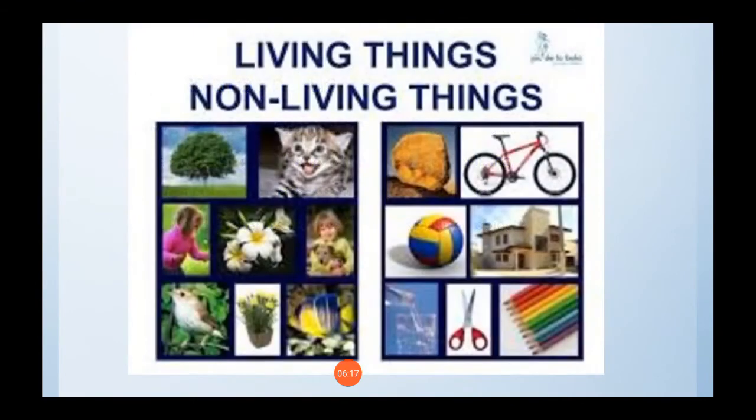The first thing is living things and non-living things. See here in this particular picture we can see so many things, living and non-living. A tree is a living thing, a cat is a living thing, because it respires; breathing is a process it is able to do, right? Even a reproduction process it can do. A tree can produce fruits and leaves; a leaf becomes a bud, becomes a flower, becomes a fruit, right?